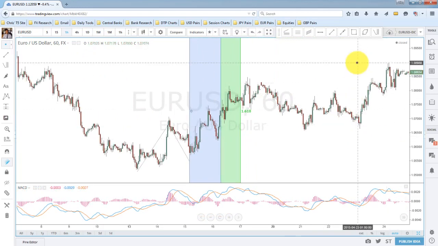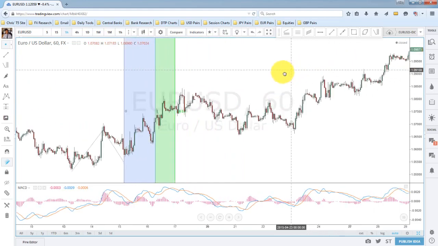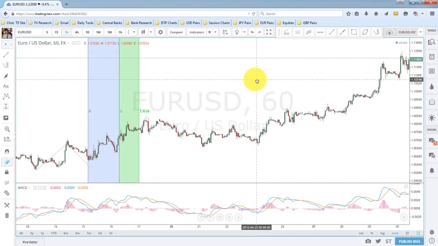Okay, so that was an example of how we'll use a Fibonacci time expansion from time to time.